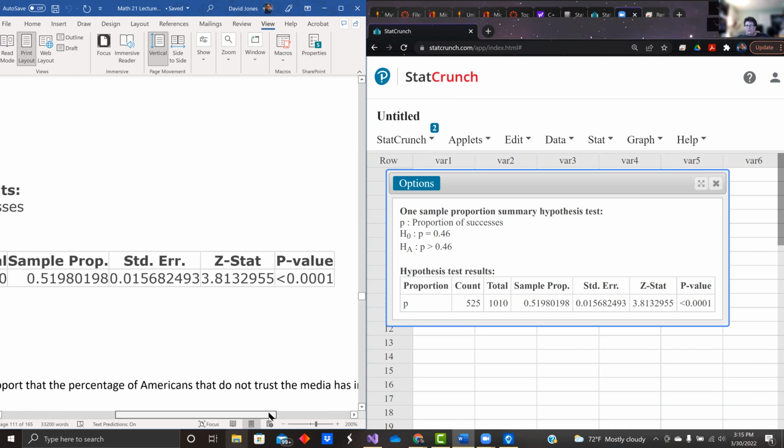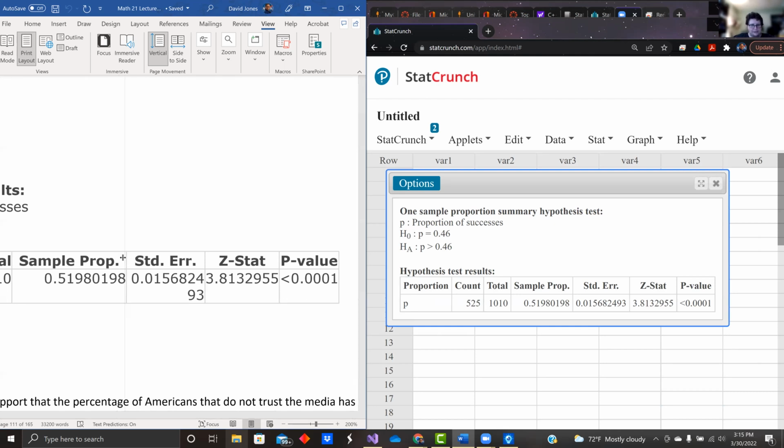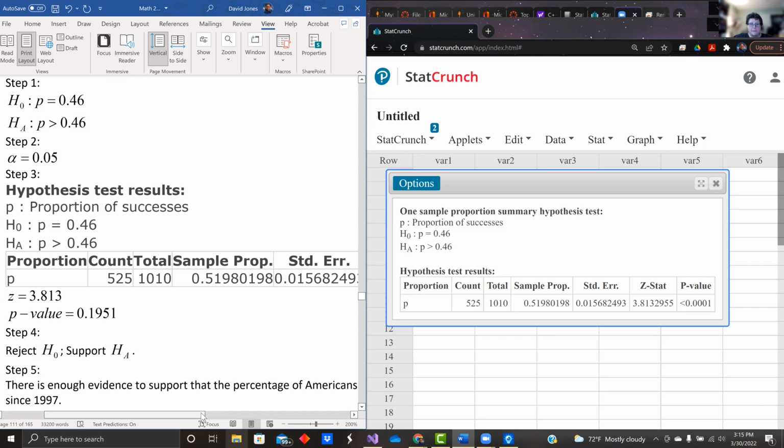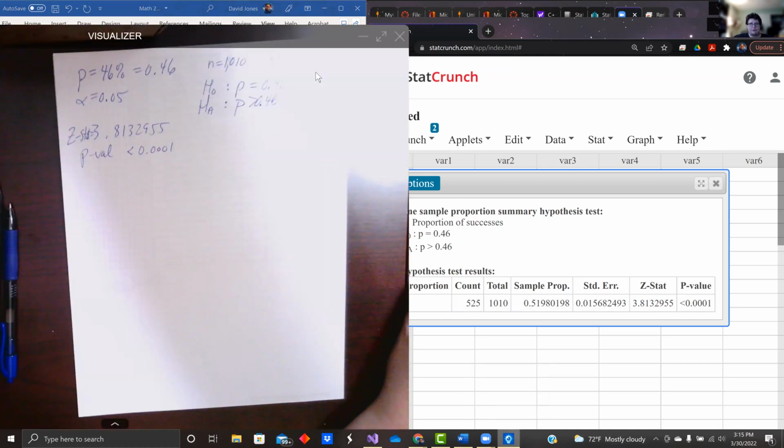Yeah. Looks a little better over here because this has like no spacing between the groups. But same values. Important thing is the Z-stat is 3.813315, and the p-value is less than 0.0001. And I'll bring up my handy dandy writing document and we'll go from there.